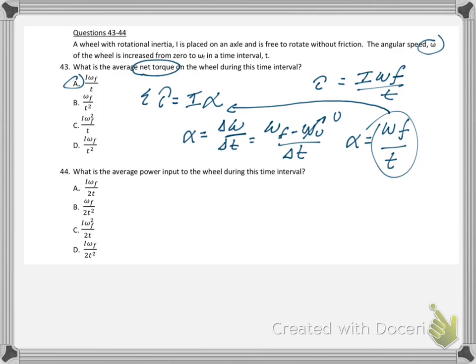Number 44, what is the average power input to the wheel during this time interval? All right, so we know power equals work per unit time, and we know work is equal to force times distance parallel, over time. The rotational analog to force we know is tau, and the rotational analog to distance is angular displacement, all over time.